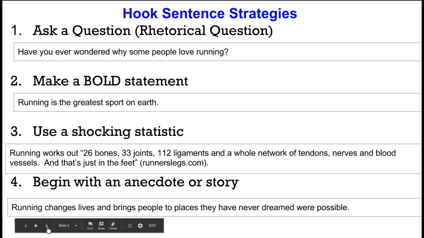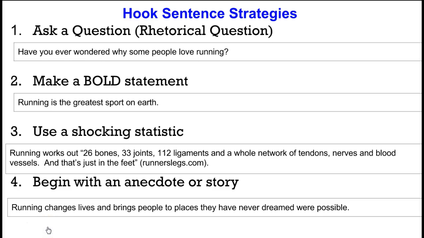The first one is to ask a question, often called a rhetorical question. So again, my persuasive essay is all about why running is the greatest sport on earth. So I may ask, have you ever wondered why some people love running? I would caution you that falling into the rhythm and routine of always using a rhetorical question is often a little bit more of an elementary writing style. So try to challenge yourself to use some of the other strategies we're about to go over.